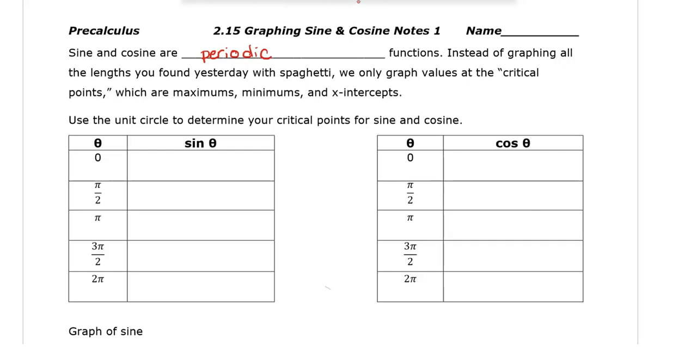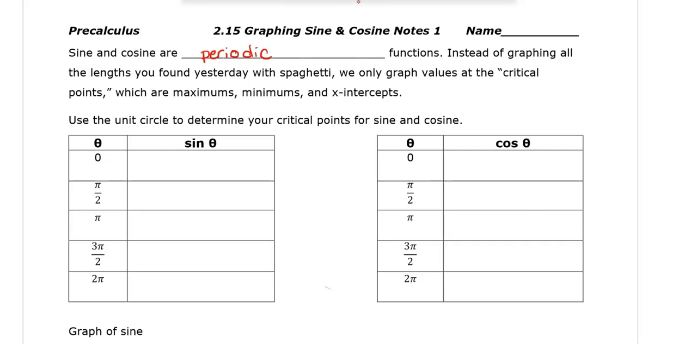When you graphed yesterday, you graphed every single point that's on the unit circle from 0 to 2 pi. When we're doing these graphs, we're only going to be graphing the maximums, minimums, and those x-intercepts that are so critical to this. And so right now, if I found my sine values at all of these points.